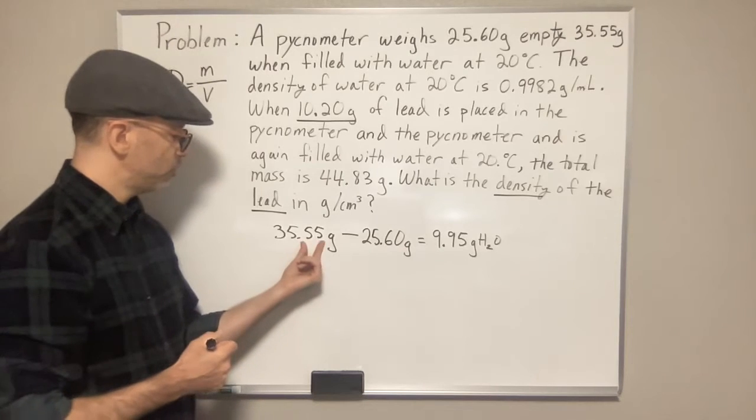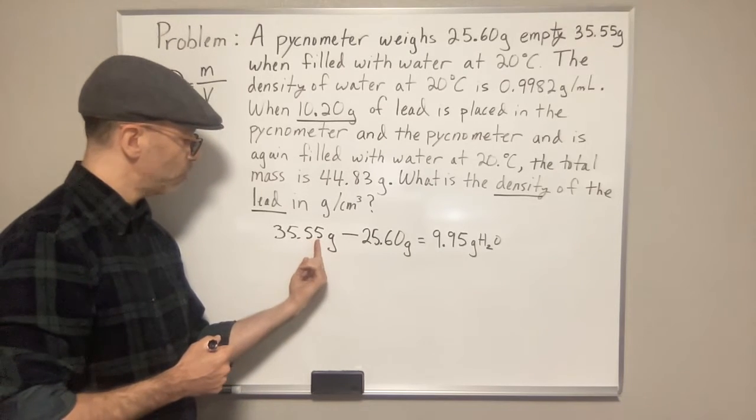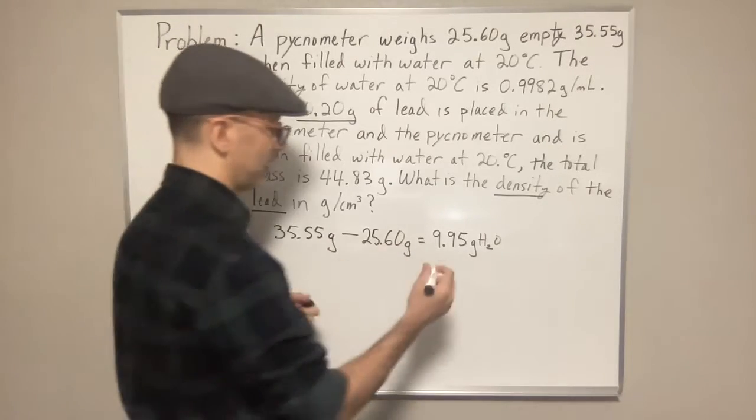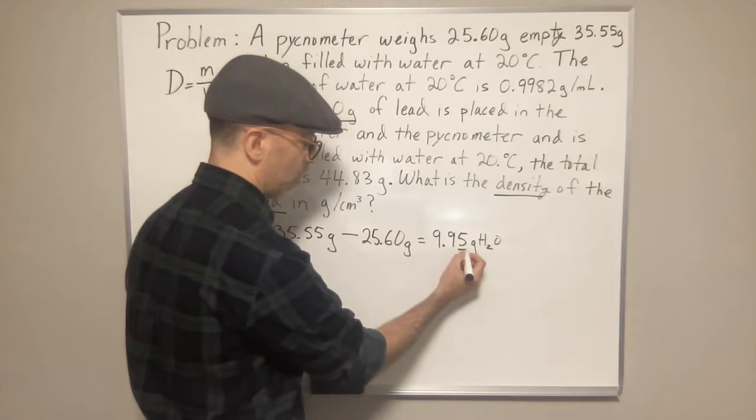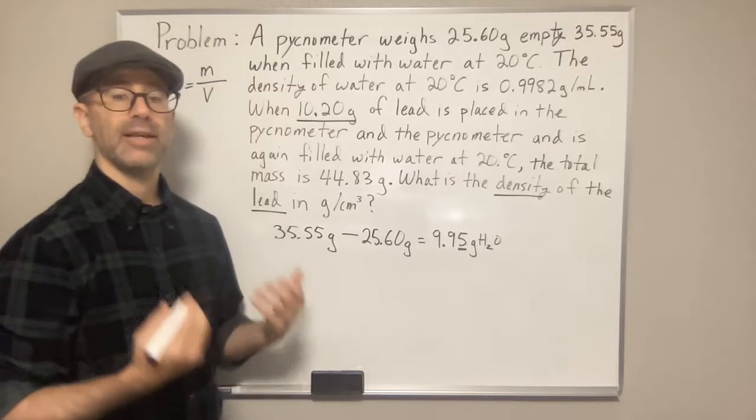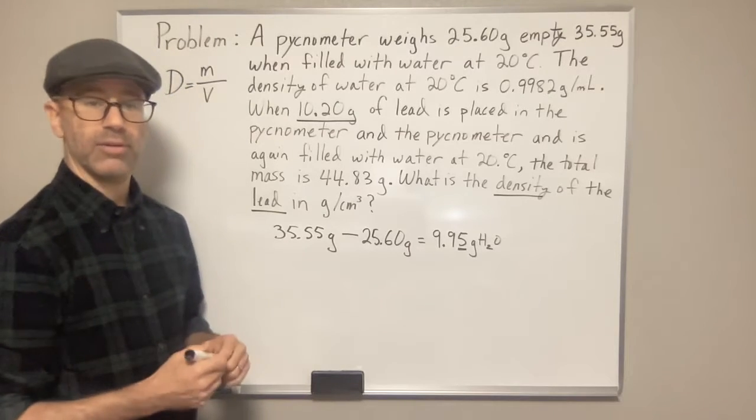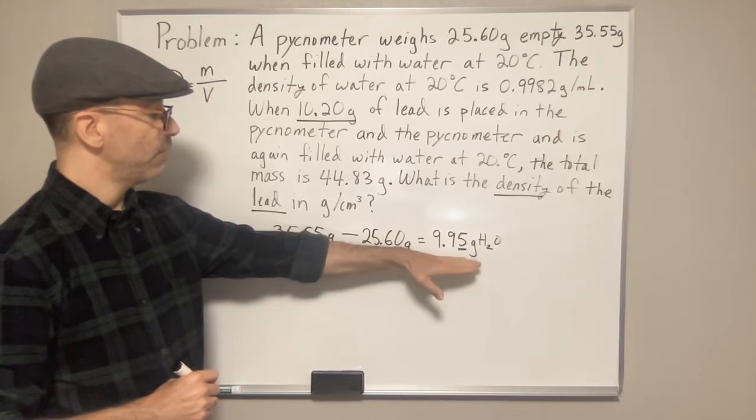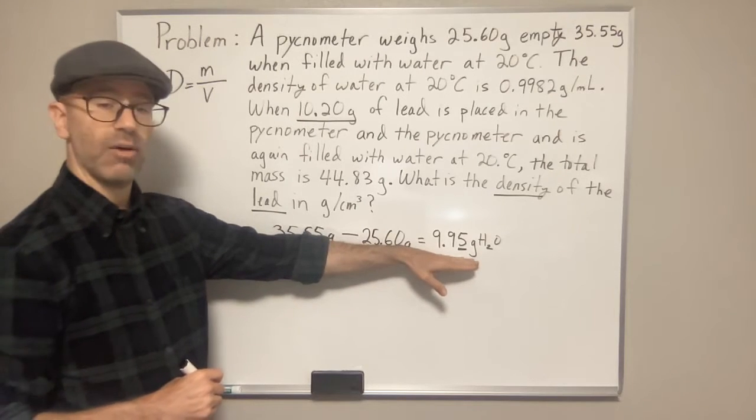So here we have 2. The least decimal place is at the hundredths place, and here the least decimal place is the hundredths place. So the least is at the hundredths place. So I'm going to underline that last digit in the hundredths place, so that way I don't forget about sig figs. Okay, so now I have the mass of that water.